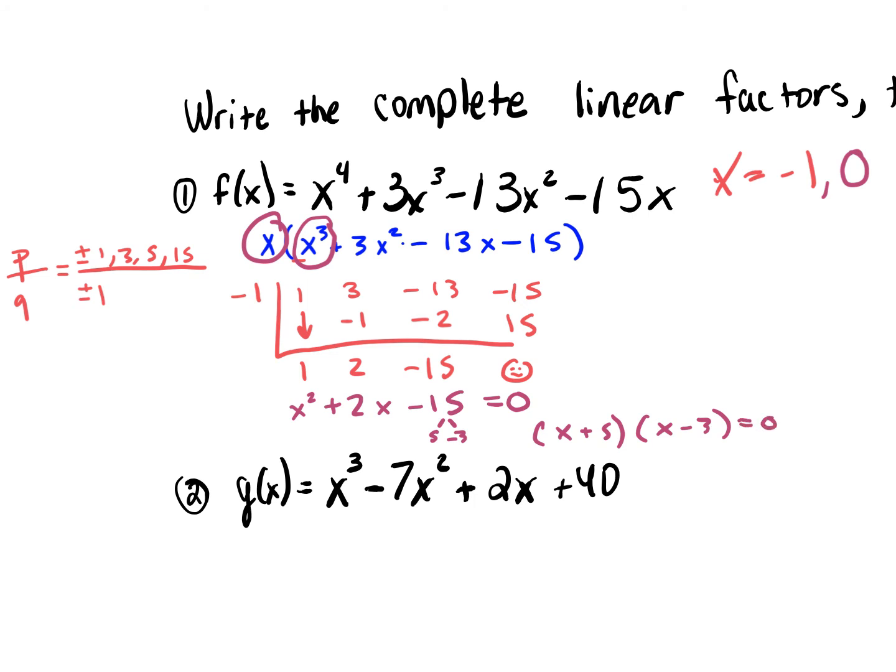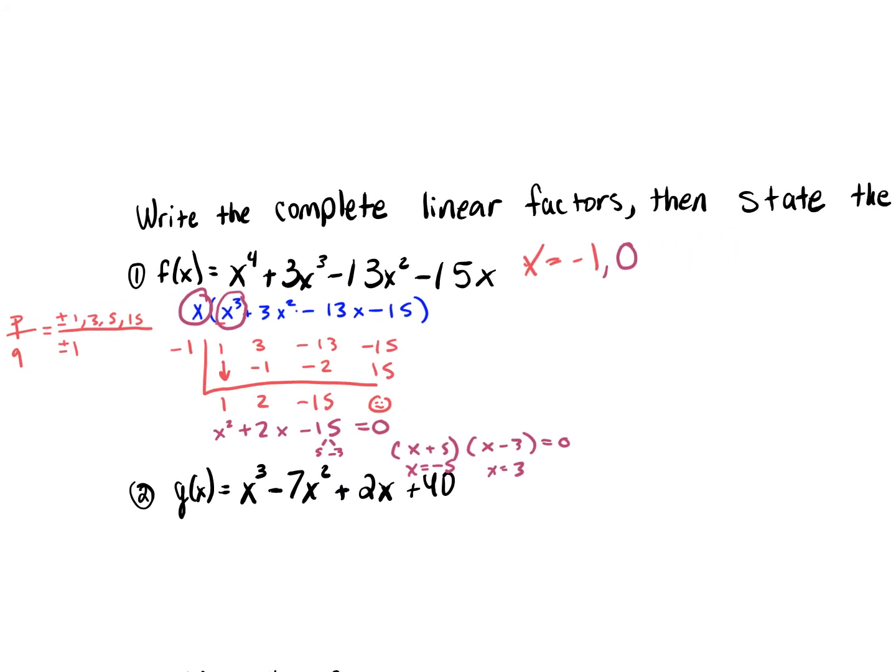Set them both equal to 0. So what do I get for x? -5 and x equals +3. So my other two solutions are -5 and +3. From the start, how many solutions did I know that I was going to have? 4. And I have 4. So these are all of my zeros.